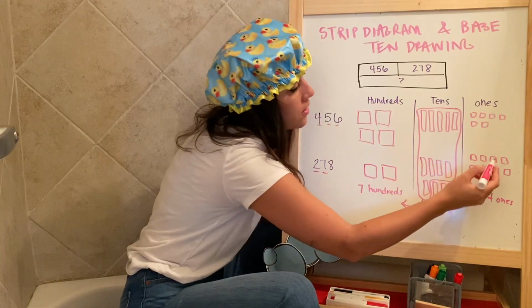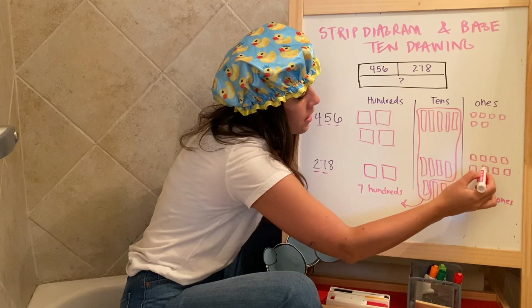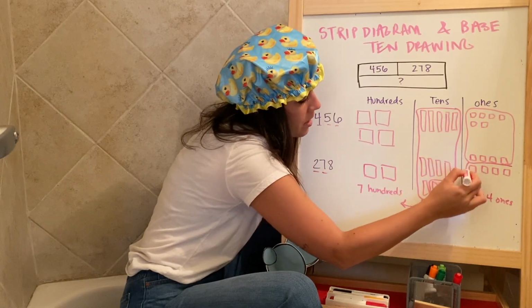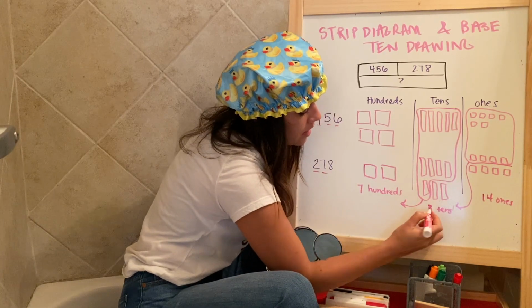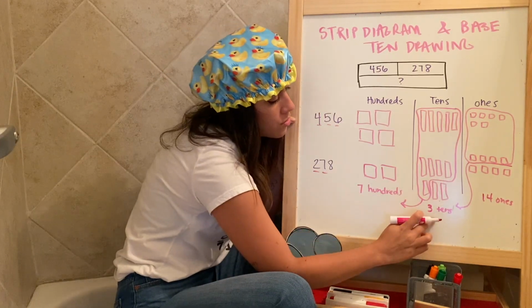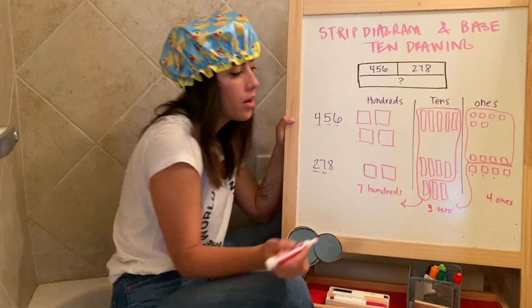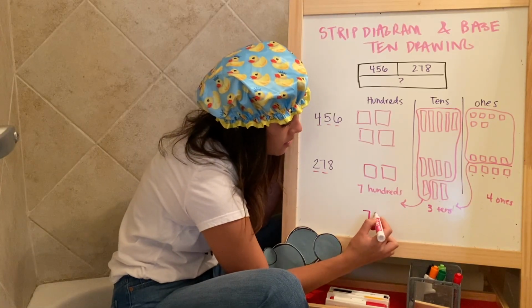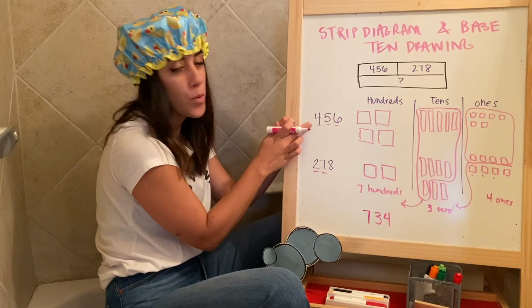So I'm going to regroup this to make a 10. So 1, 2, 3, 4, 5, 6, 7, 8, 9, 10. So all of these would make a new 10. So instead of 2 tens, now I have 3. I have 7 hundreds, 3 tens, and now I have 1, 2, 3, 4. 4 ones. So if I add all of that up, 7 in the hundreds place, 3 in the tens place, 4 in the ones place.